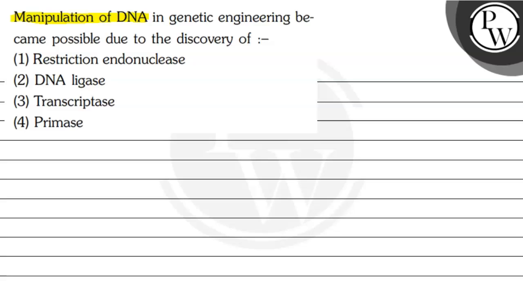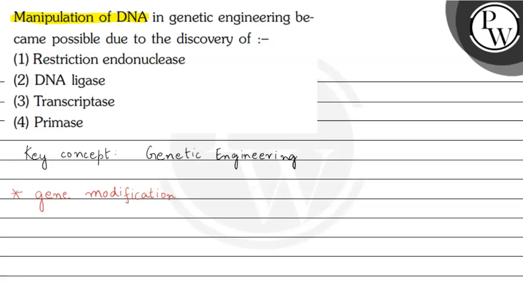So इन चारों ऑप्शन में से हमें वो आइडेंटिफाई करना है जो मैनिपुलेशन ऑफ डीएनए में सबसे ज्यादा मदद करता है. So the key concept in this question is to understand genetic engineering. So genetic engineering क्या है? Genetic engineering is actually the alteration or the modification of the gene of an organism. So ये एक ऐसा टेक्निक है जिसके मदद से we can modify the gene of an organism.